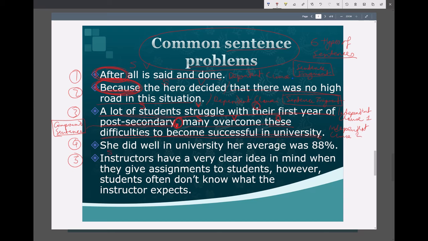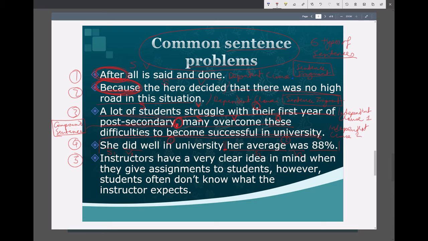She is one subject. Did is the verb here, verb 1. So she did well in university. So that's one clause. And then we have her average. So that's subject 2, was verb 2, and then that's the mark. That's clause 2. Notice here we have two independent clauses, clause 1 and clause 2. Both are independent, but there's not even a comma this time. It's only a space. Nothing is used to connect them.